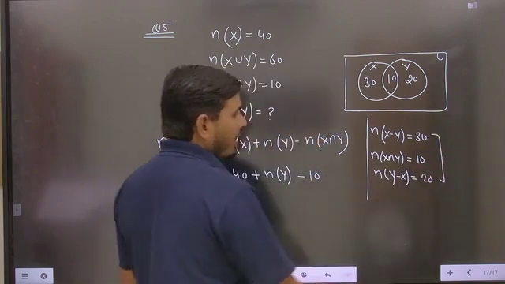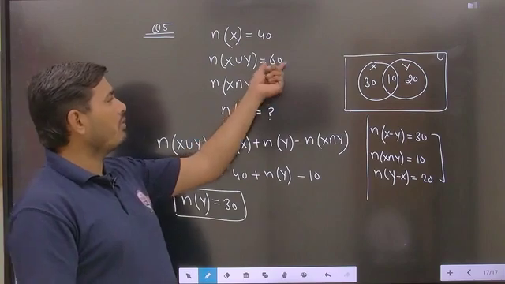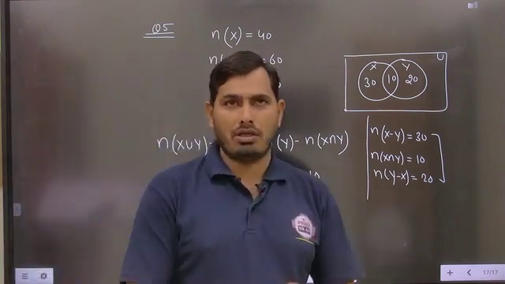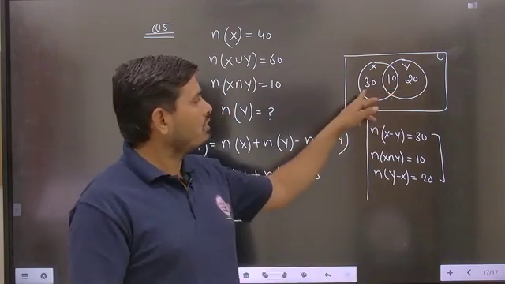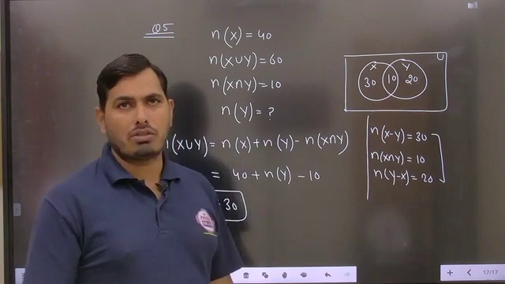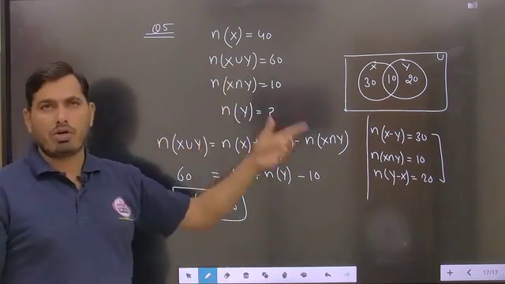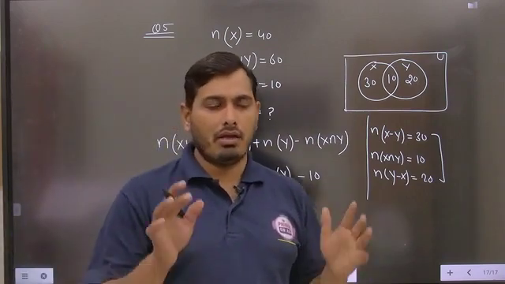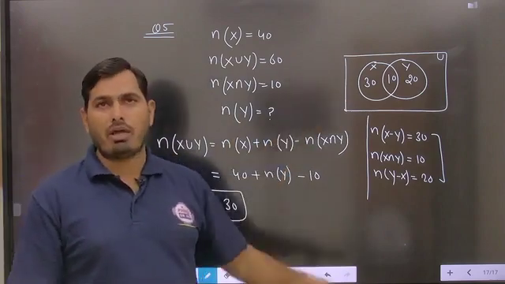Now you can add each and every part. This addition should be obtained as 60, because X union Y is given as 60. If we are getting the total of 60, then it is correct. So 30 plus 10 plus 20, this will become 40, and 40 plus 20 will be 60. So 60 will be the total number of elements. You can verify each and every piece of data with the help of the Venn diagram here.